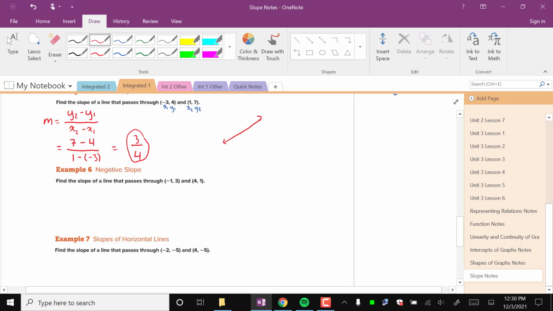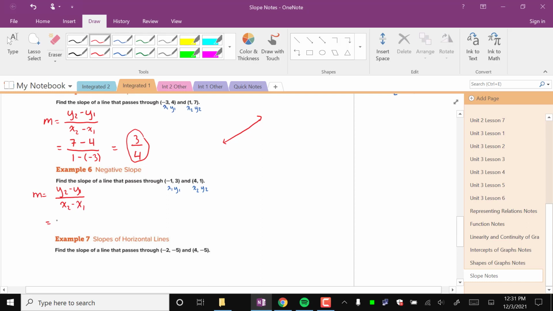Let's take a look at our next one. This is going to be my x1 because it's the first point and it's my x value. This is going to be my y1. This is going to be my x2, and this is my y2. Second point, x value. Second point's y value. We're using the same formula. m equals y2 minus y1 divided by x2 minus x1.